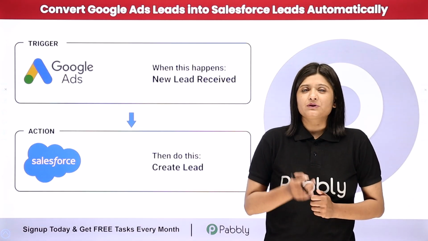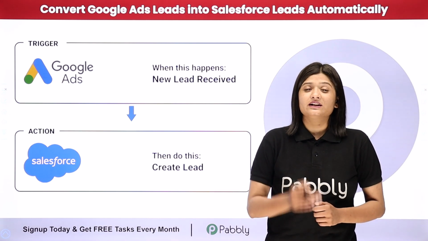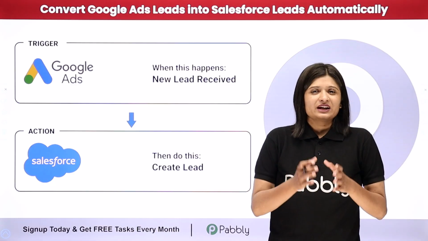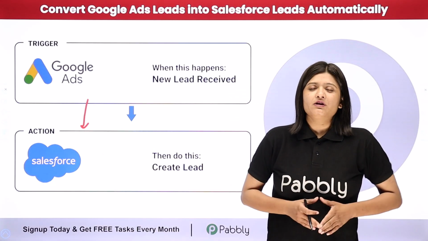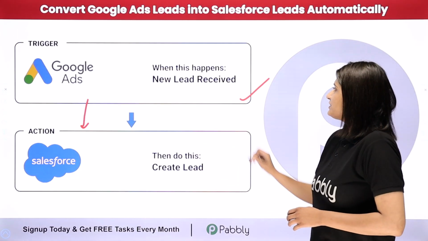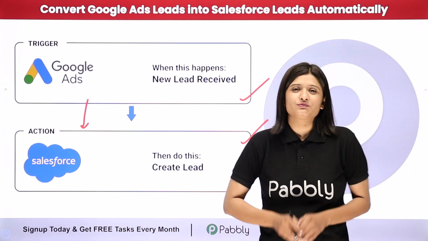Now doing this manually will consume a lot of my time, so I've completely automated this process, and to do this automation I'm going to use Pabbly Connect. So Pabbly Connect is an amazing automation and integration software which requires no coding or programming skills. Here I just need to build connection between Google Ads and Salesforce. With the help of Pabbly Connect, I'm going to build this connection in such a manner that whenever I'm going to receive a new lead from Google Ads, I'm automatically going to add that lead to my Salesforce account.